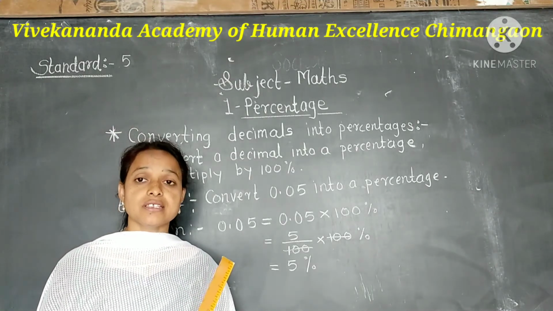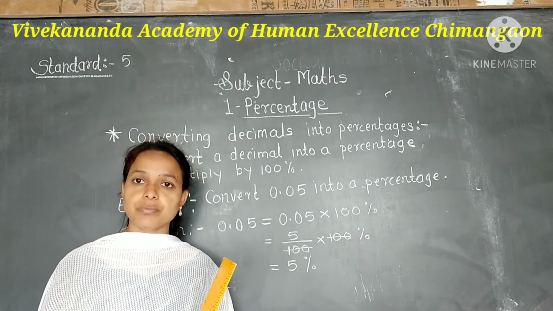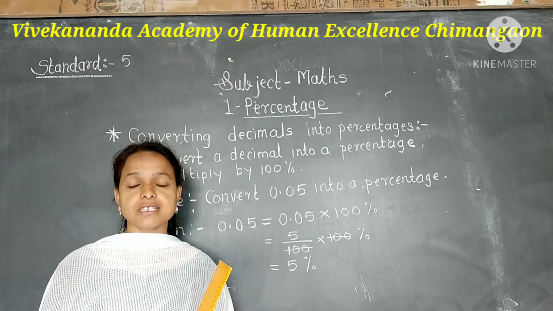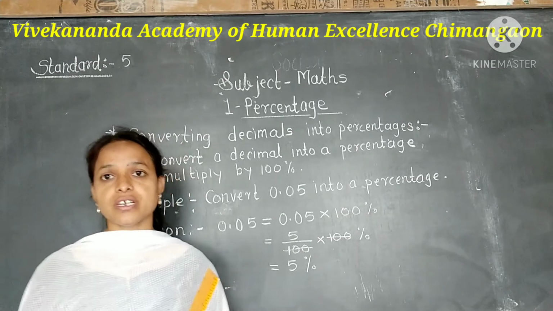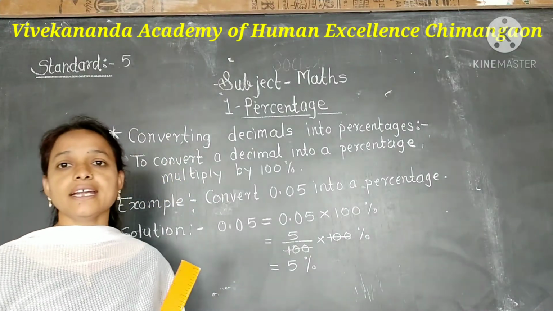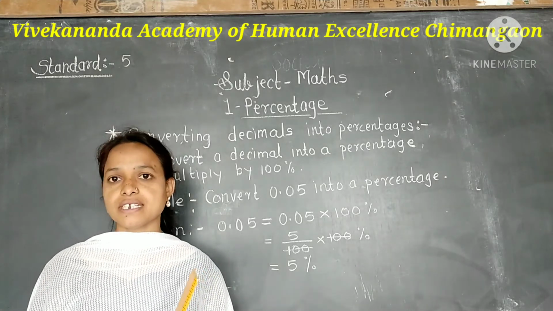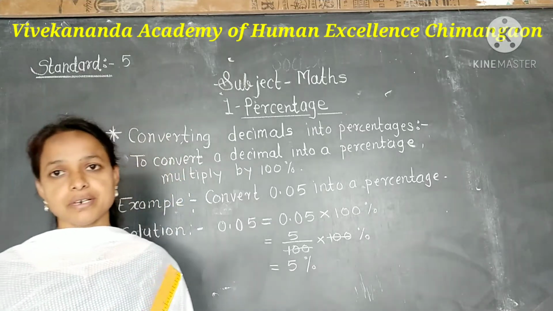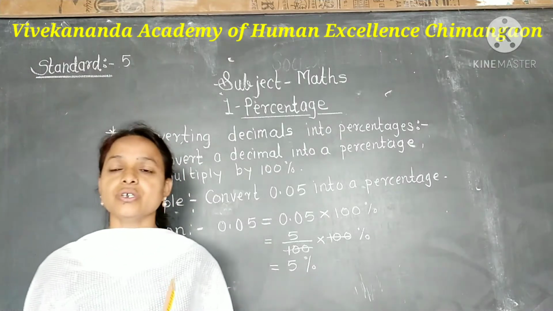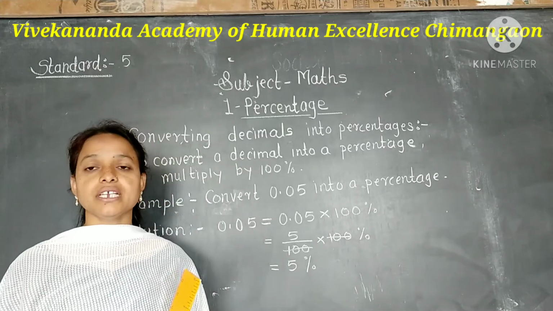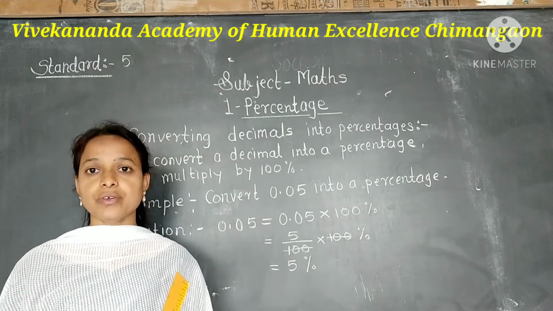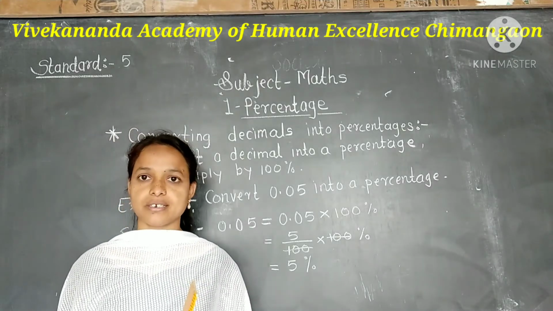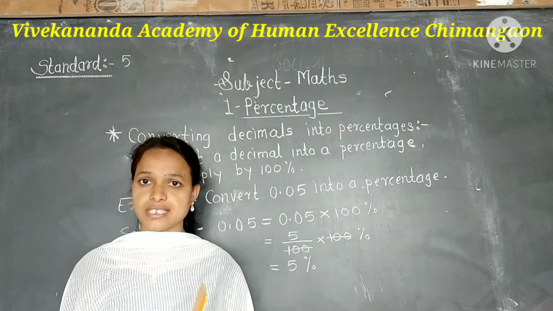Next we have to learn about converting decimals into percentage. Just we have seen how to convert fraction into percentage. Now we will see how to convert decimals into percentage. So sister, to convert a decimal into a percentage, we have to multiply the given decimal by 100%. So we will see an example of it.